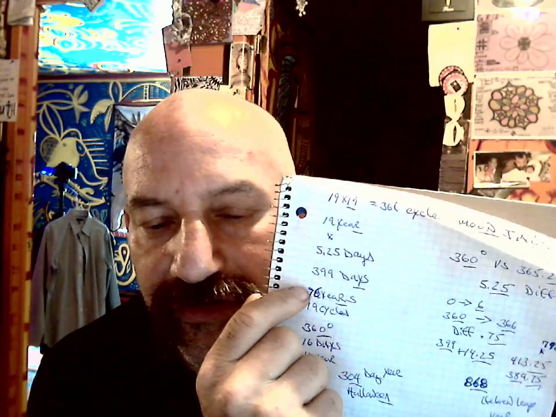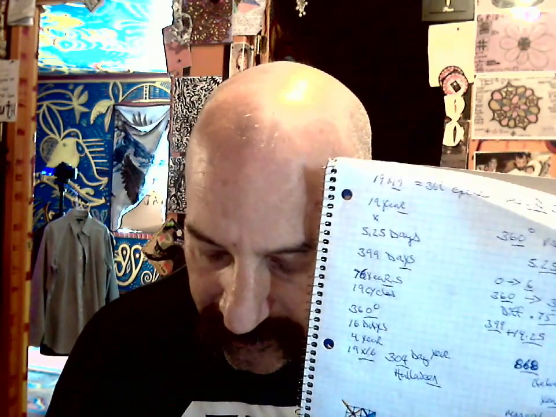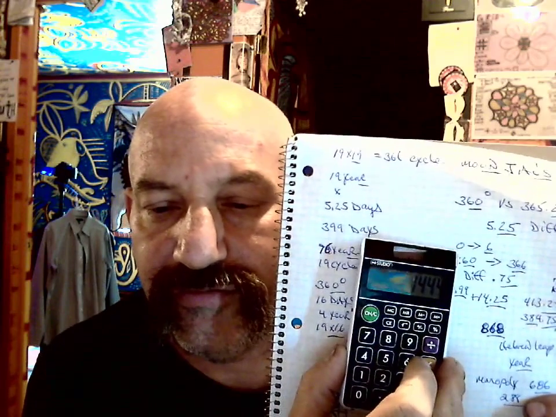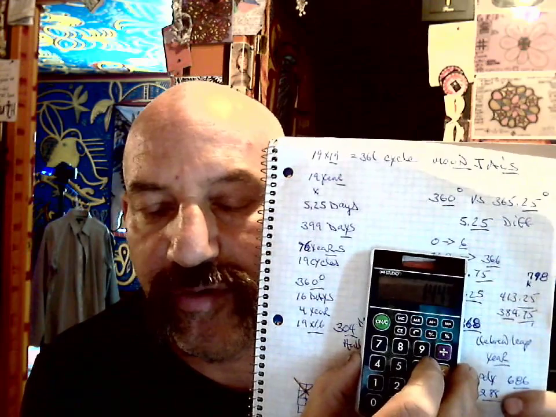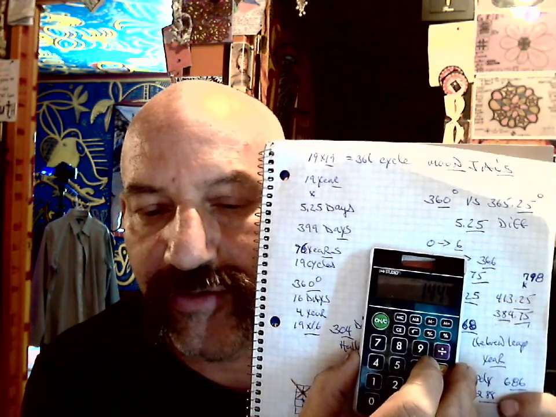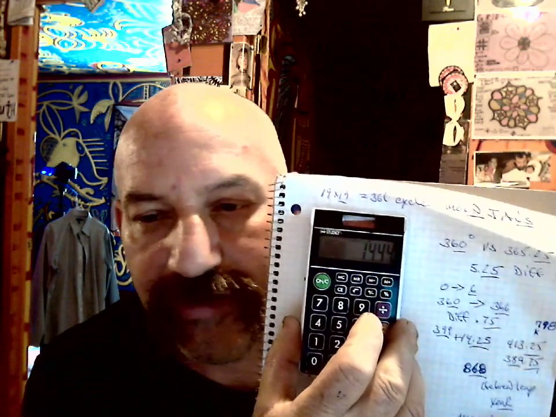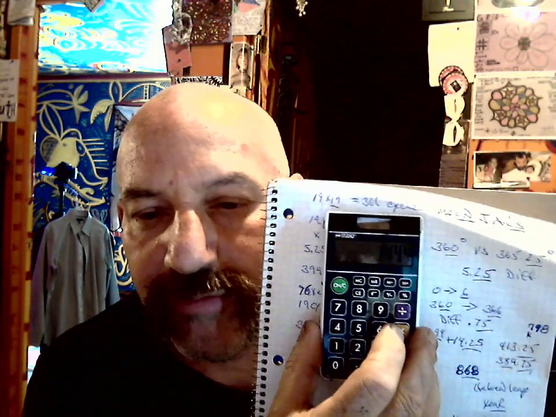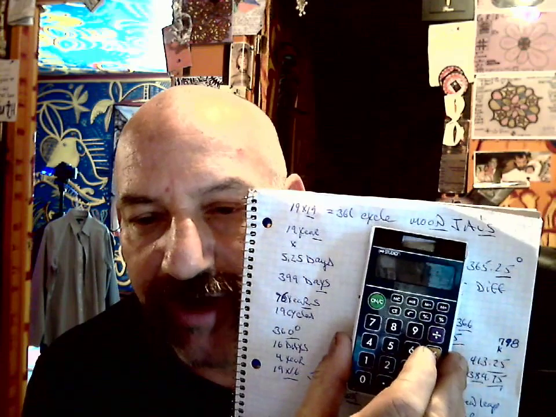76 times 19 equals 1444, and that actually is a day cycle. I have that calculation somewhere else. So 76 times 19, or 19 times 19. I'm having trouble explaining it, but I know it works. I've worked it before. 19 by 19 is 361. It's 1 degree more than a year.